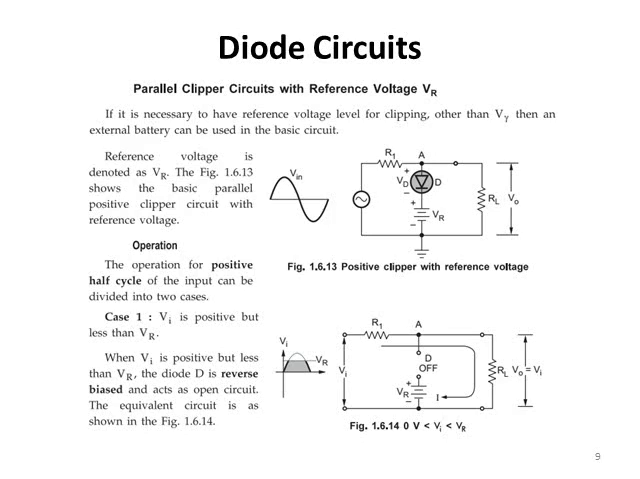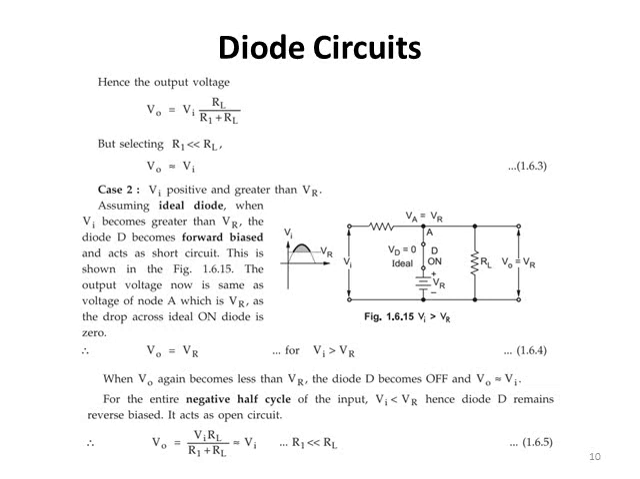The operation for the positive half cycle of the input can be divided into two cases. The first case is Vi is positive but is less than Vr. So when Vi is positive but is less than Vr, the diode D is reverse biased and acts like an open circuit. So the equivalent circuit is shown here. Hence the output voltage V0 will be equal to Vi into RL divided by R1 plus RL. By selecting R1 much less than RL, we can approximately write it as V0 is equal to Vi.